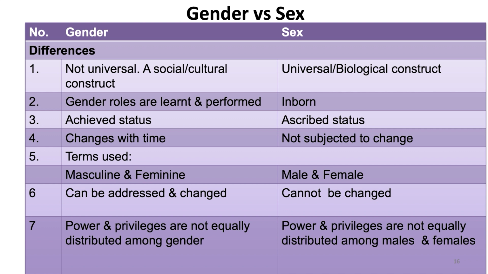Sex most of the time cannot be changed because it's permanent and it's biologically determined. But gender can be addressed if there are any negative aspects of it. If there are any negative issues, it can be addressed and it can be changed. And with regard to sex, power and privileges are not equally distributed among males and females.